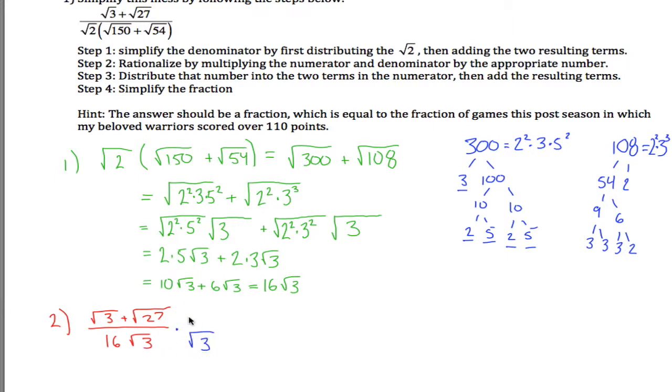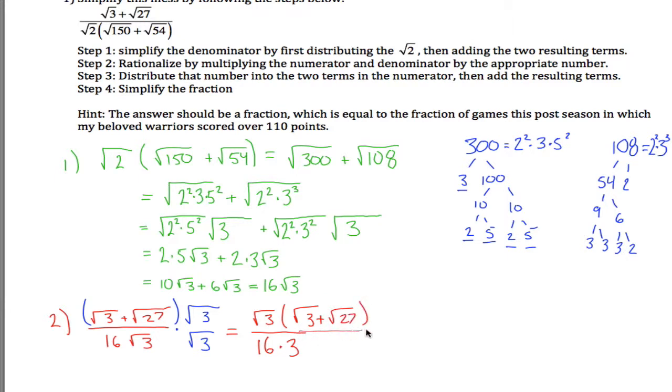In order to make it so I don't have any square roots in the denominator, I have to multiply the numerator and the denominator by the square root of 3. That'll get rid of this square root of 3. If I do that, I get 16 times 3 down here in the denominator, and root 3 times root 3 is just 3. Step 2 really technically ends at this step.